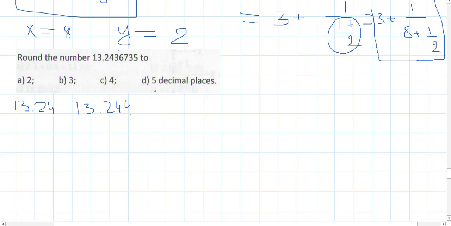And let's do the 5 decimal places, last one. So 1, 2, 3, 4, 5, and after the fifth digit it is 3, which is less than 5. So now we just round down, 30.243, 6, and 7.